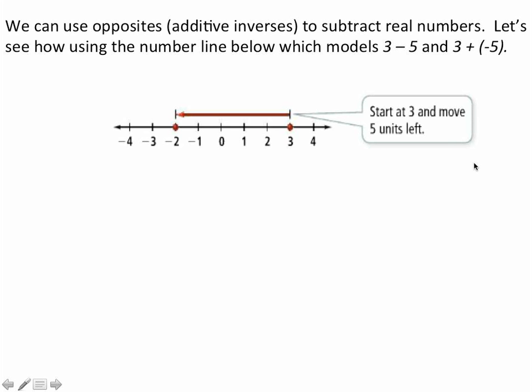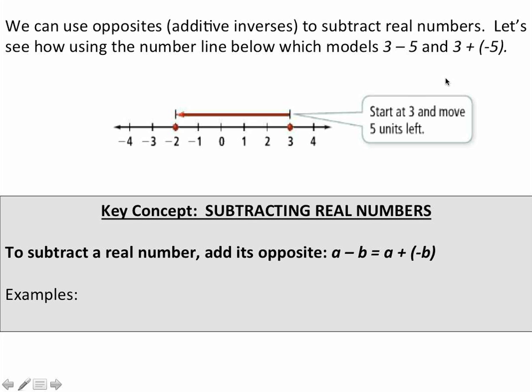If I wanted to consider 3 minus 5 or 3 plus negative 5, I start at 3 and go back 5 units. That's what they would tell me to do from the work at the very beginning of this section. 3 plus negative 5 would put me at negative 2. That's the same thing you'd get if you did 3 minus 5. So when I subtract real numbers, I just add the opposite. If I have my addition rules from before, I can think of subtraction as addition of the opposite. For example, 3 minus 5 is the same as 3 plus negative 5.